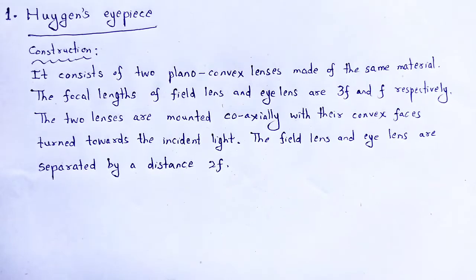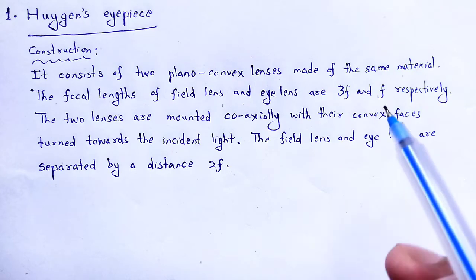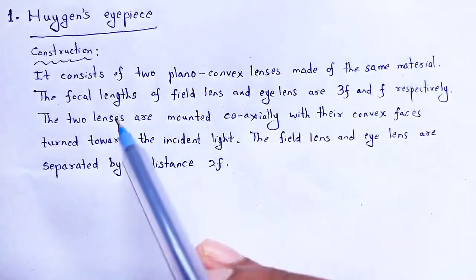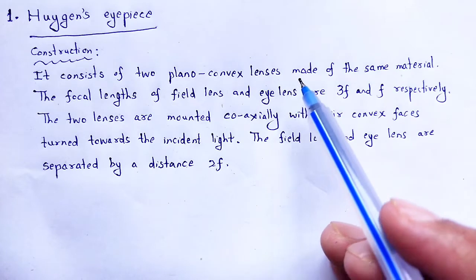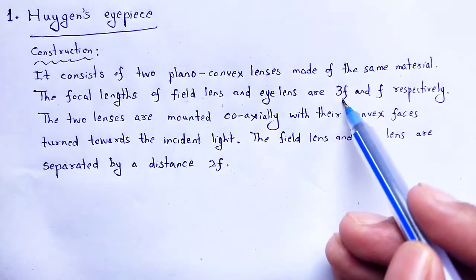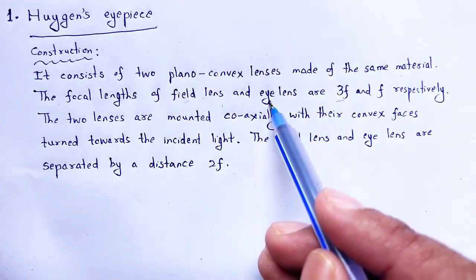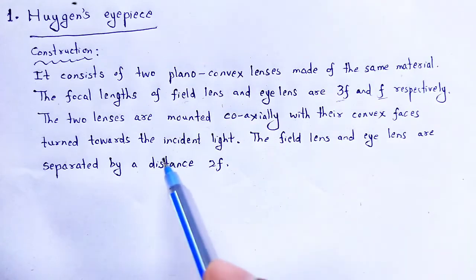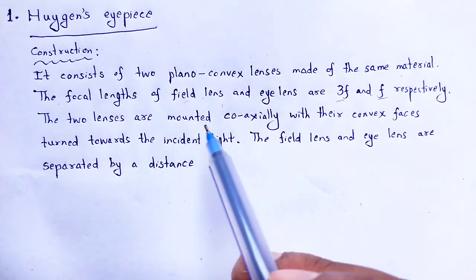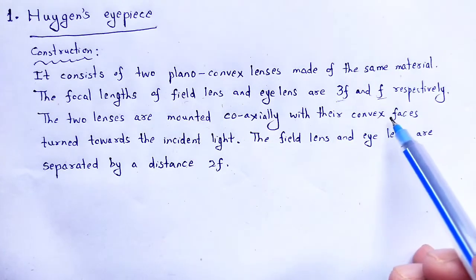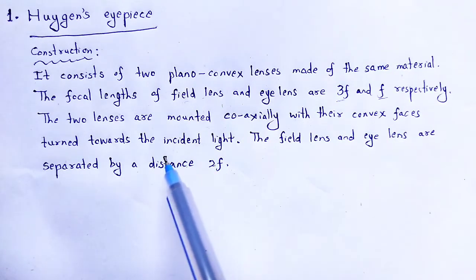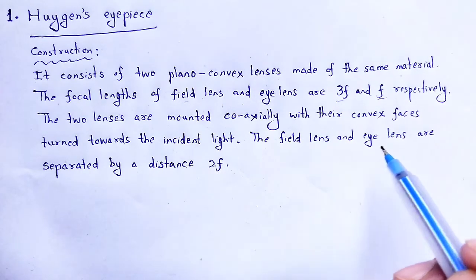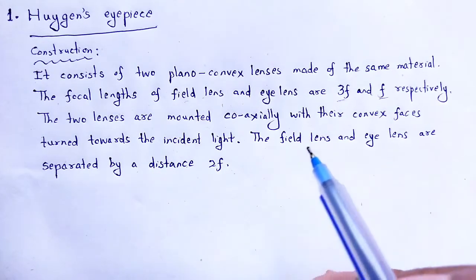Huygens' eyepiece. Construction: it consists of two plano-convex lenses made of the same material. The focal length of the field lens is 2f and the focal length of the eye lens is f, and these two lenses are mounted coaxially with their convex faces turned towards the incident light. The field lens and eye lens are separated by a distance 2f.